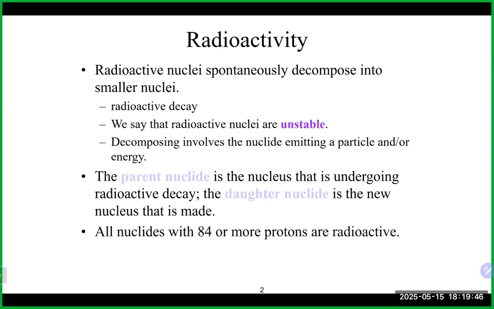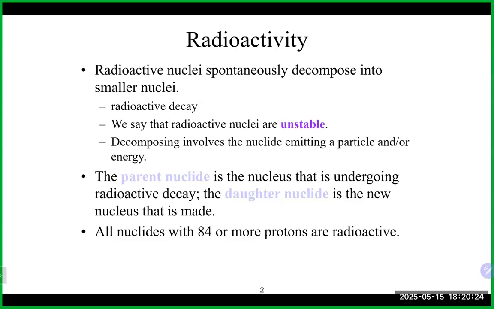Good lecture. All right. So let's talk a little bit about radioactivity. Radioactive nuclei will spontaneously decompose into smaller nuclei. When something does that, it obviously is unstable, and it usually will continue to go through a decay process until it hits something that's a little more stable. And we're going to talk a little bit about stability and what makes things stable and unstable in this chapter.